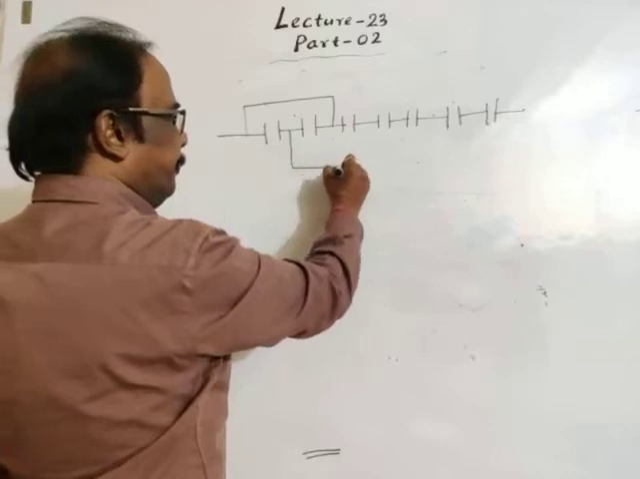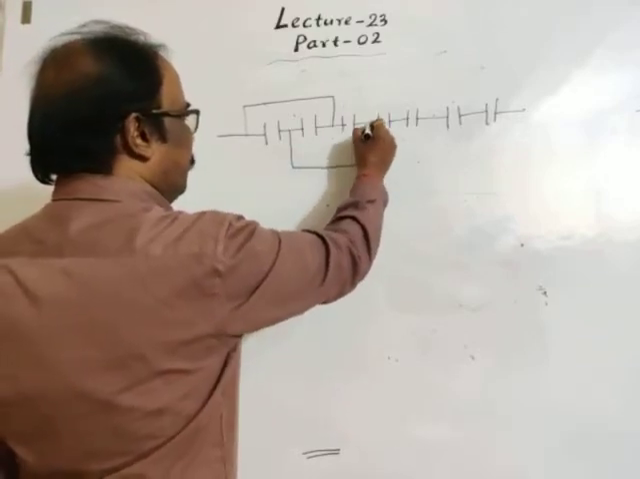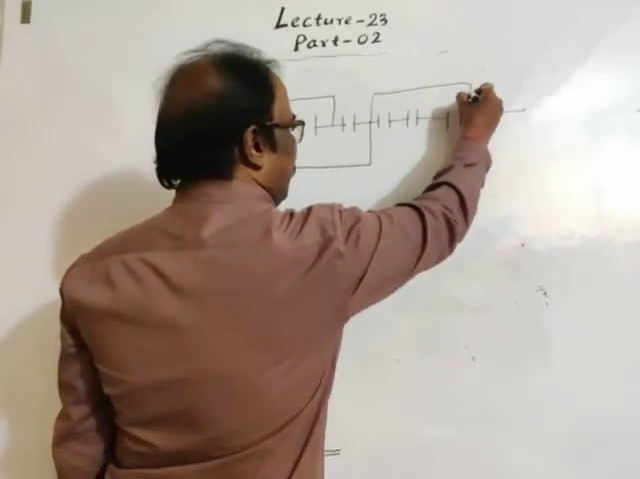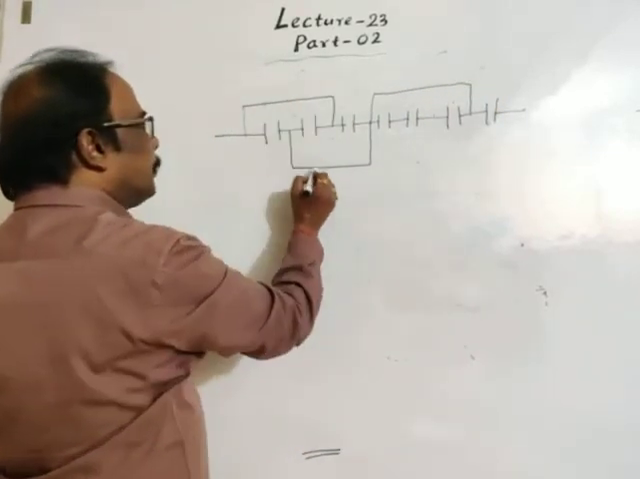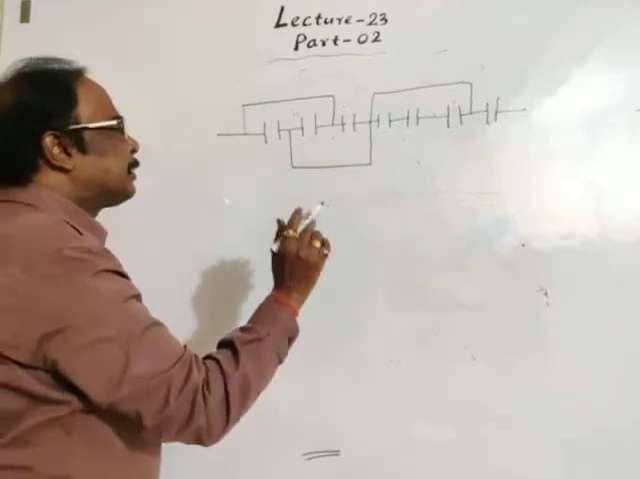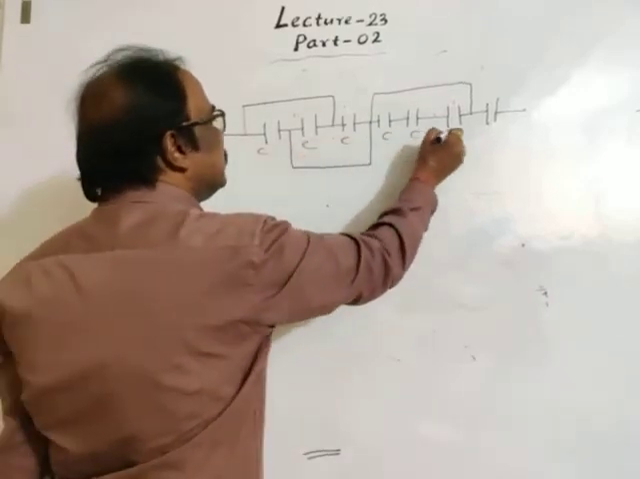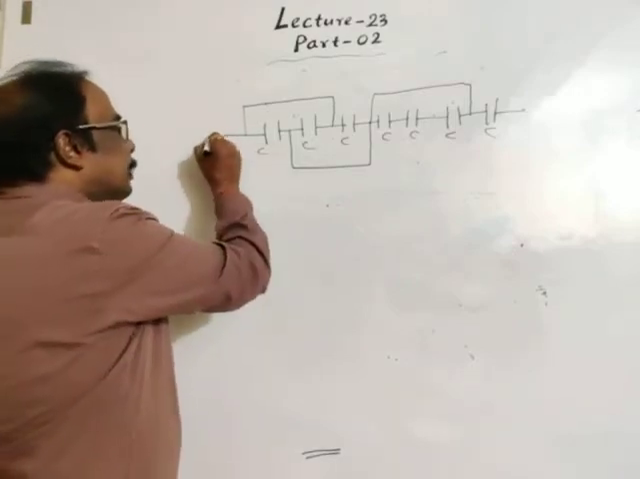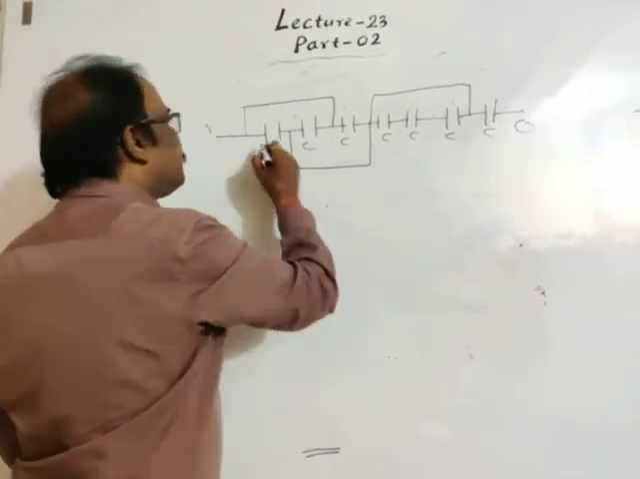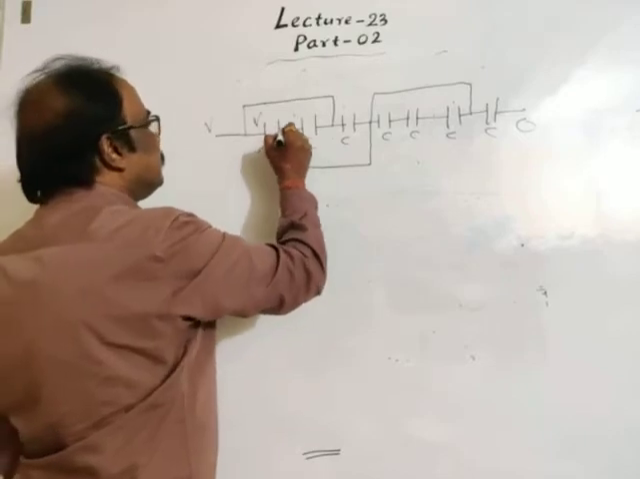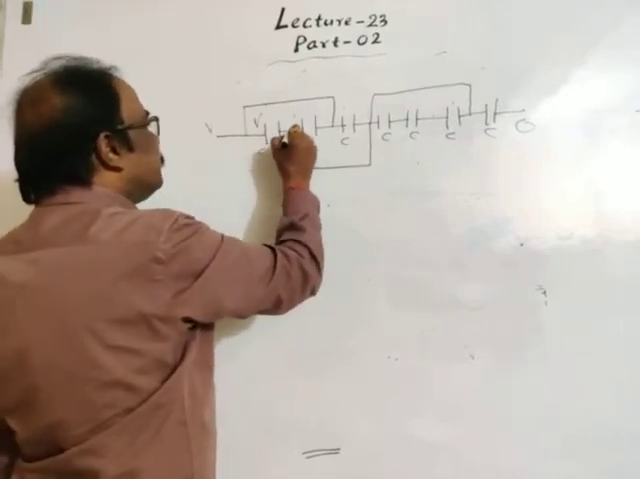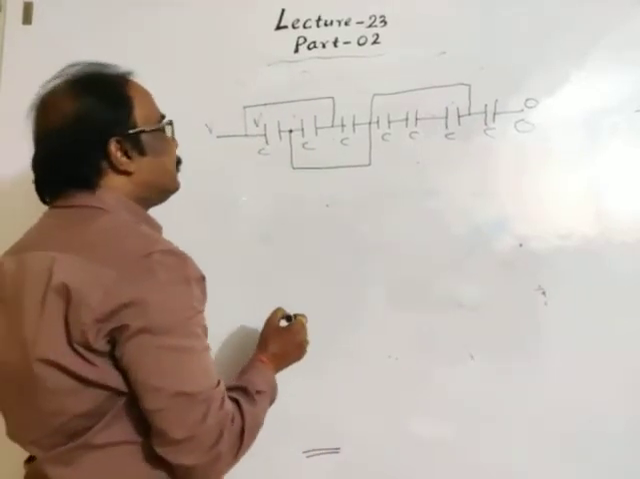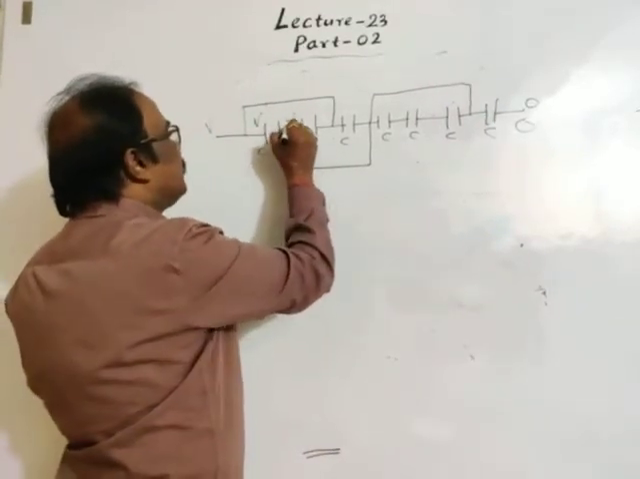This is number 2, this is number 3. There are 3 connections. Again take C, C, C, C, C, C. It will be easier. This point is at potential V. This point is at potential 0. This potential is V, and this potential is 0. Then let this potential be V1.